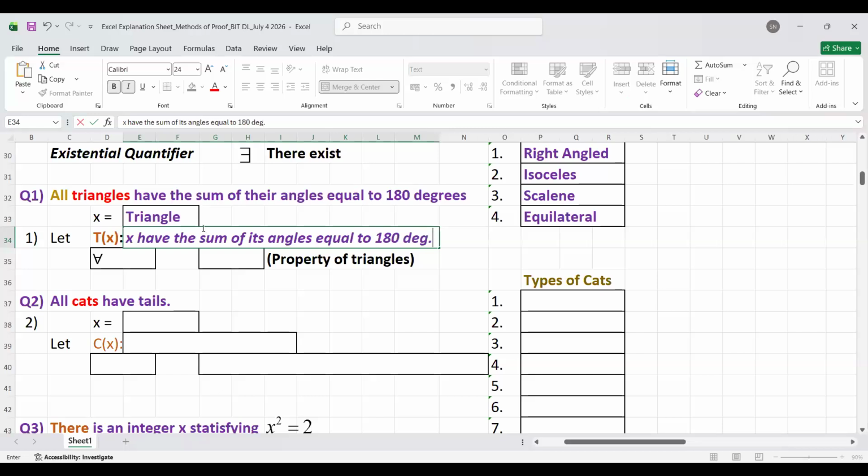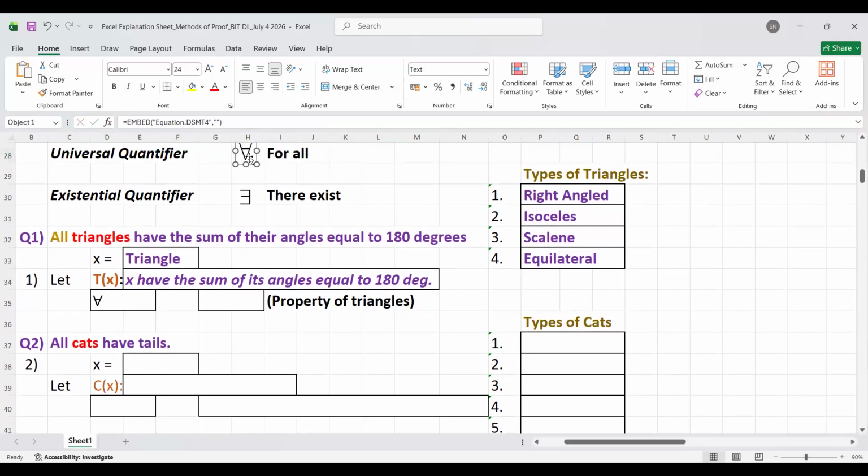So if I'm able to do that, I will no more be reading this whole thing the way it is. I'll just pick the quantifier. All triangle will mean using the universal quantifier. I'll be using the universal quantifier, this "for all", representing that. And then for triangle, I'll use x.